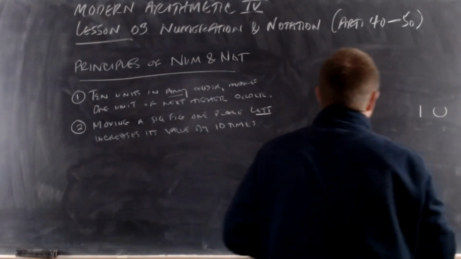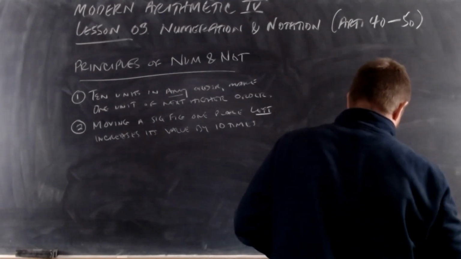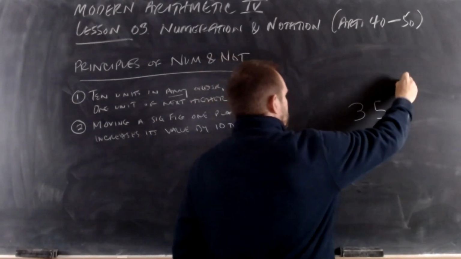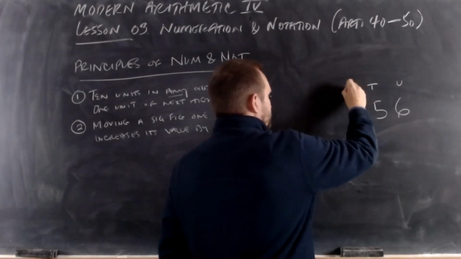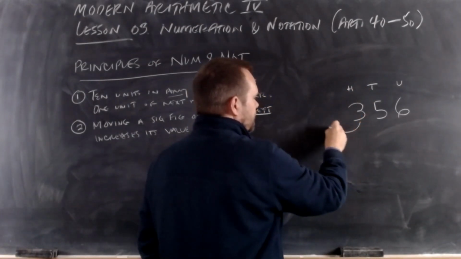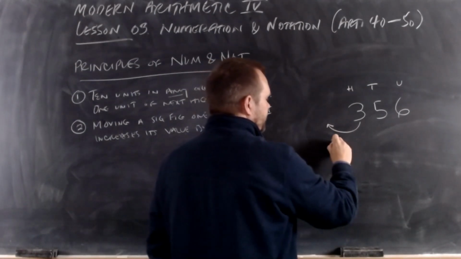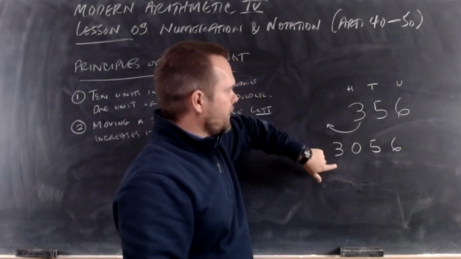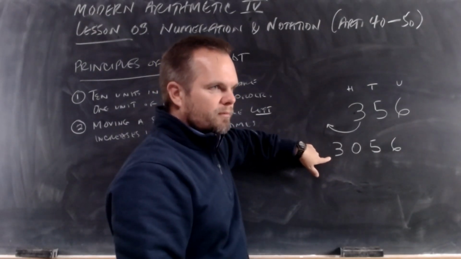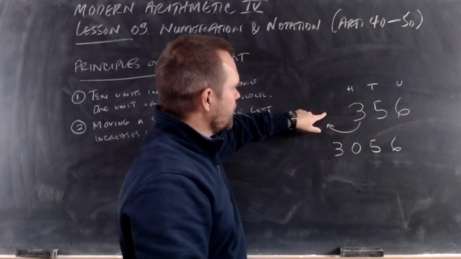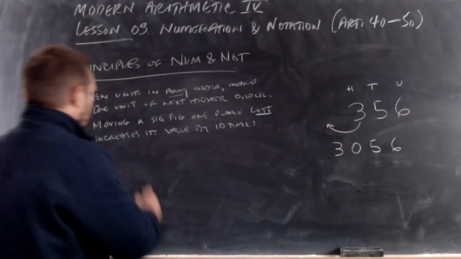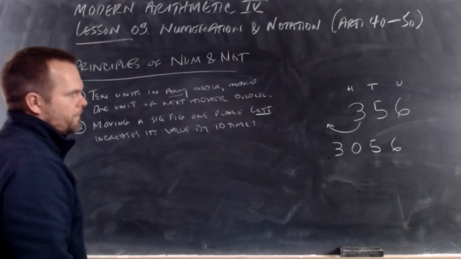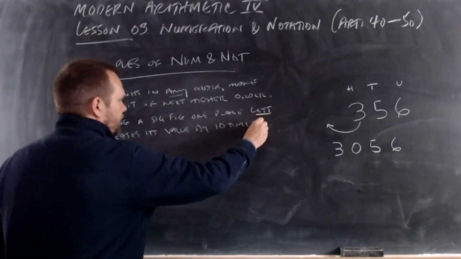What that means is if we have the number 356, and we say 6 is in the units place, 5 is the tens place, and 3 is in the hundreds place, if we were to move this 3 to the next higher order and write 3056, the value of this number would multiply by 10. That's what principle 2 means. If we move a number to the next higher place by moving a significant figure one place to the left, it increases its value by 10 times.